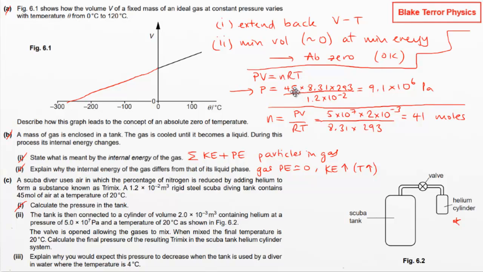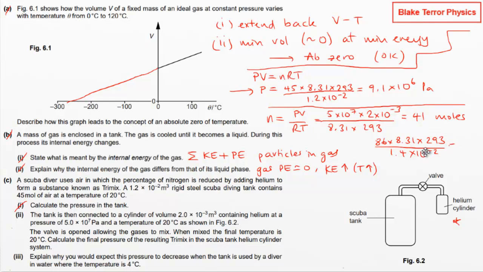So we're changing the 45 to 86 because that's the total number of moles. So we're going to have 86 times 8.31. The temperature is unchanged, 293. The volume has changed because we've got 1.2 times 10 to the minus 2 plus 2 times 10 to the minus 3. So that would be 1.4 times 10 to the minus 2. So we just type all of that in, and then we've got a new pressure.